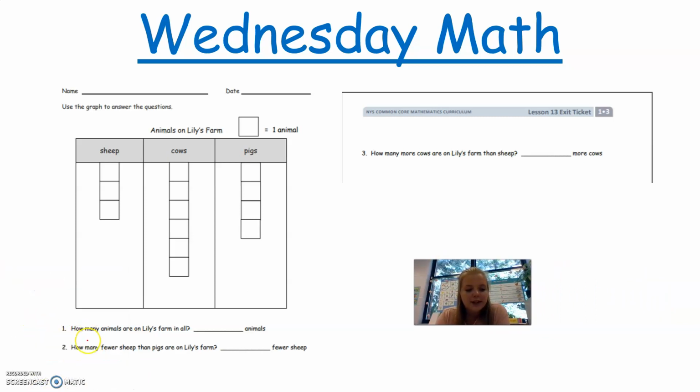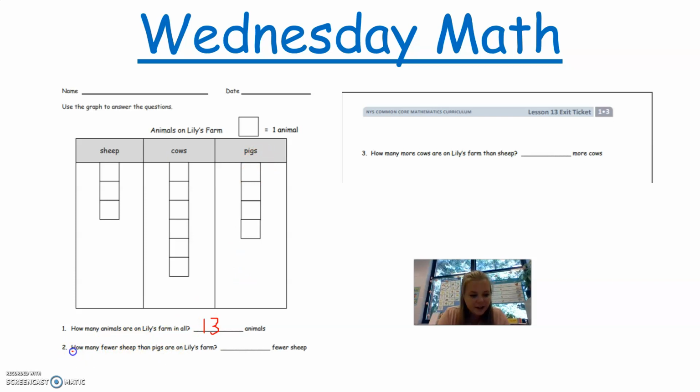The first question says, how many animals are in Lily's farm in all? In all means all together. That means the total. So how can we figure that out? That's right, we can count. Let's count. 1, 2, 3, 4, 5, 6, 7, 8, 9, 10, 11, 12, 13. Perfect. If I wanted to write a number sentence for that, what would I have done? Yep, I would have done 3 plus 6 plus 4.